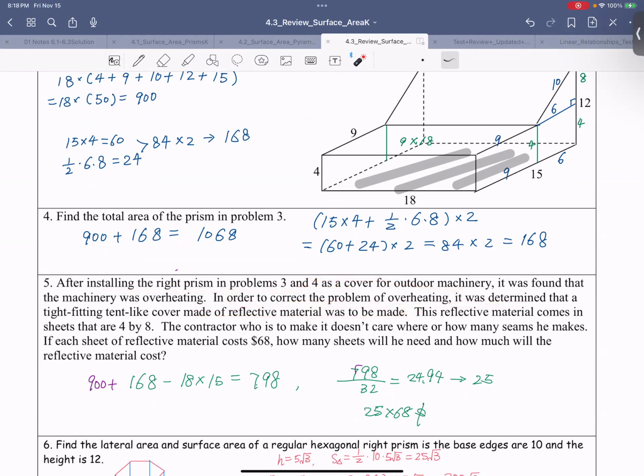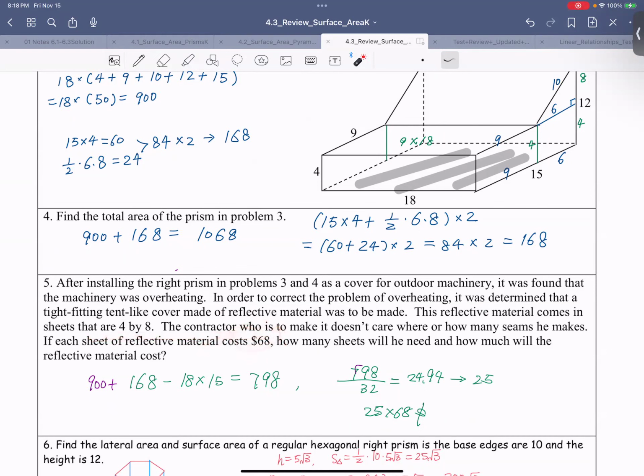After installing the right prism in problems 3 and 4 as a cover for outdoor machinery, it was found that the machinery was overheating. In order to correct the problem of overheating, it was determined that a tight-fitting tent-like cover made of reflective material was to be made. This reflective material comes in sheets that are 4 by 8. The contractor doesn't care where or how many seams he makes.